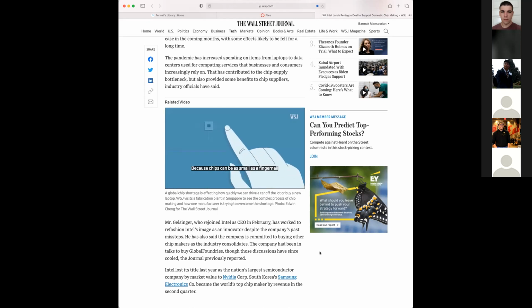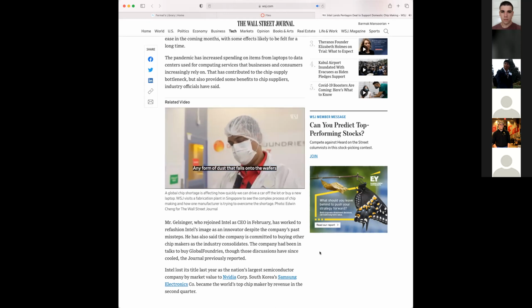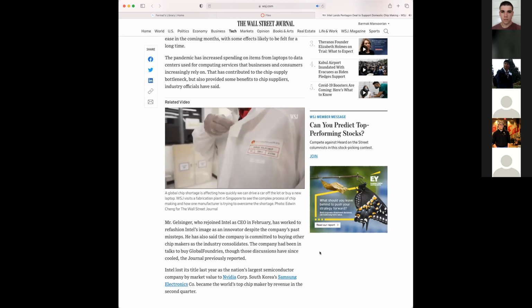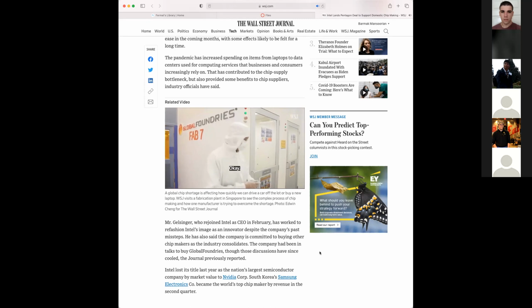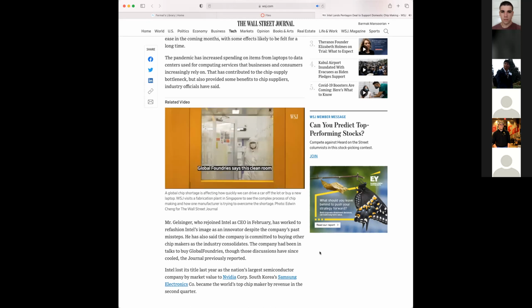Because chips can be as small as a fingernail and crammed with billions of components, they have to be handled with great care. Any form of dust that falls onto the wafers will cause the chip to be defective. And then now we are able to go into the air shower. Global Foundries says this clean room is 1,000 times cleaner than an operating room.